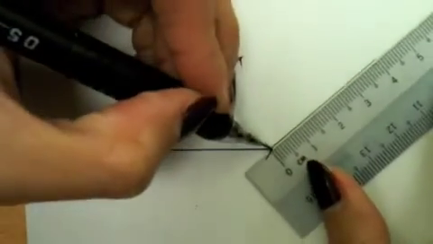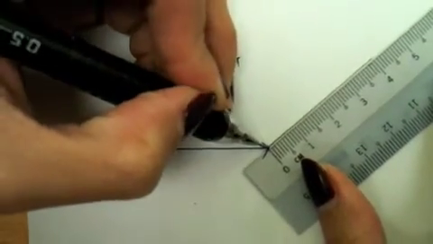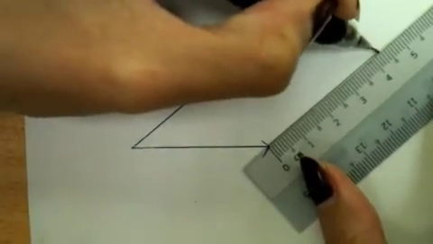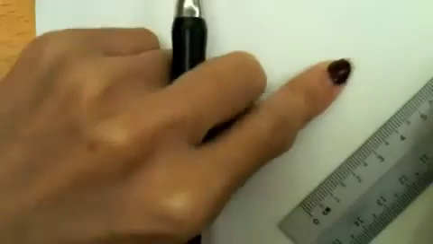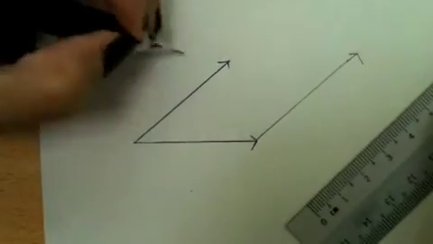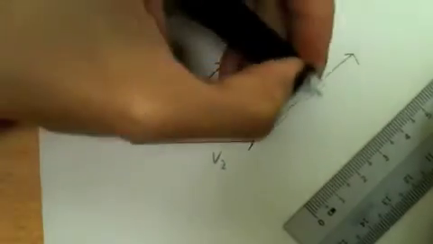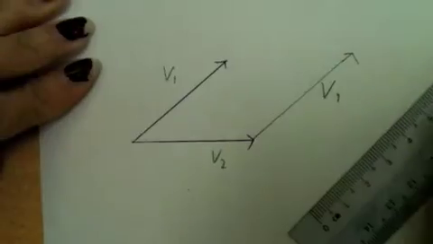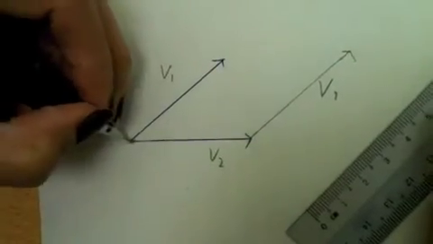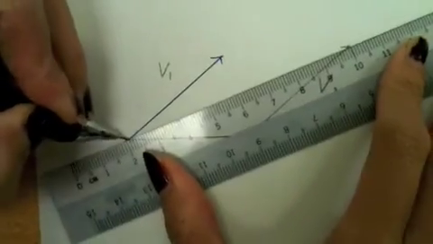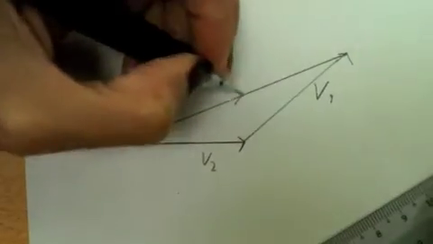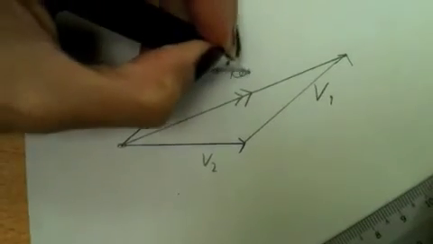I'm going to measure the same distance on the ray that I've shifted. 4.2 cm, a little bit more. Okay, now this is my shifted vector. For example, if this is vector 1 and vector 2, I've shifted vector 1. I'll label this as vector 1. So now this is starting point, this is my ending point. Draw a line from start to end. Mark with a double arrow. This is my resultant vector.